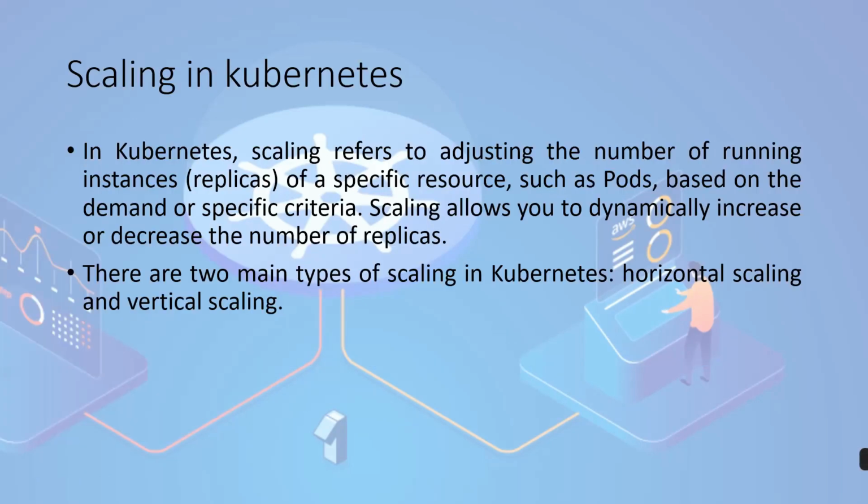Then next is scaling in Kubernetes. In Kubernetes, scaling refers to adjusting the number of running instances of a specific resource, such as pods, based on demand or specific criteria. Scaling allows you to dynamically increase or decrease the number of replicas. There are two main types of scaling in Kubernetes: horizontal scaling and vertical scaling. Means in scaling, we can increase or decrease our pods according to our requirement.